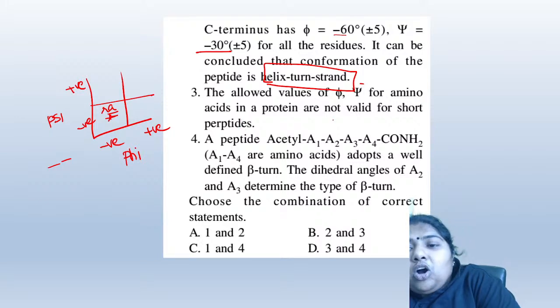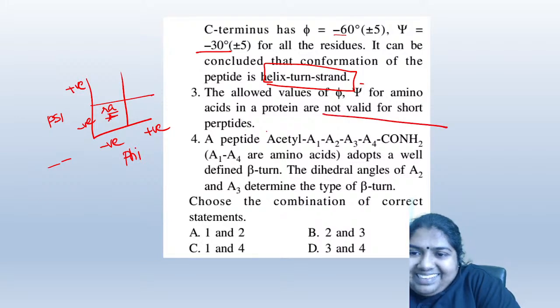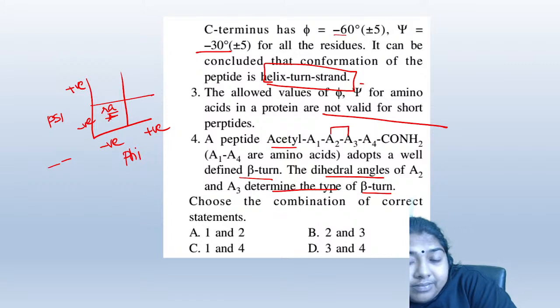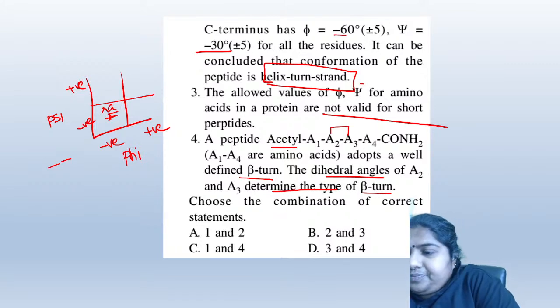It is not valid for short peptides. Think. Okay. So this acetyl, A1, A2, A3, A4 and CONH2 adopts a good beta turn. So the dihedral angles of your A2 and A3 will determine the type of this beta turn. So among them, which is going to be the correct one? Yes, everybody.